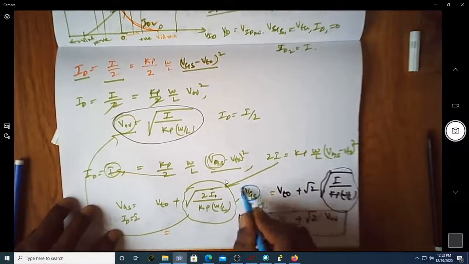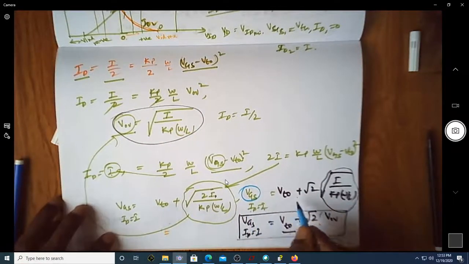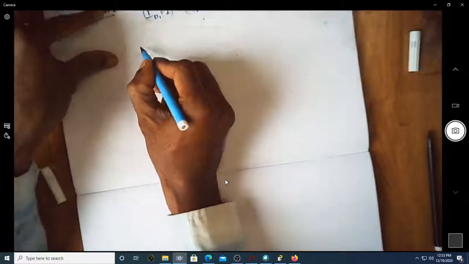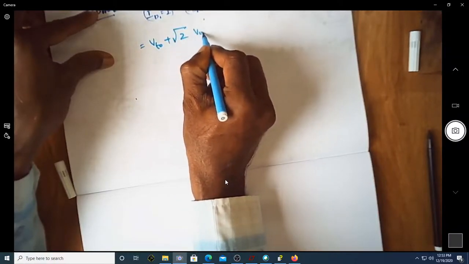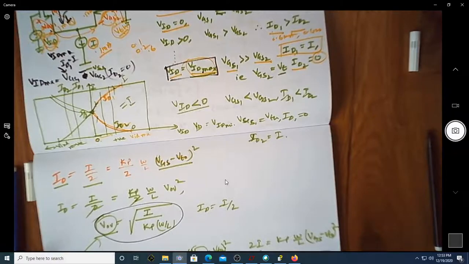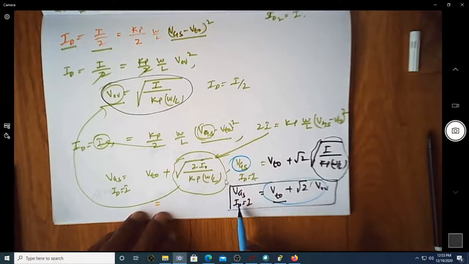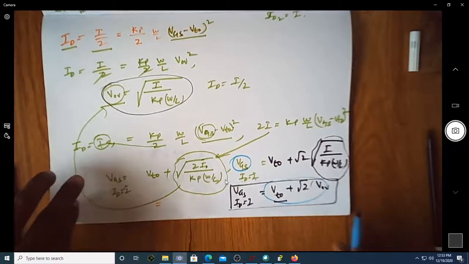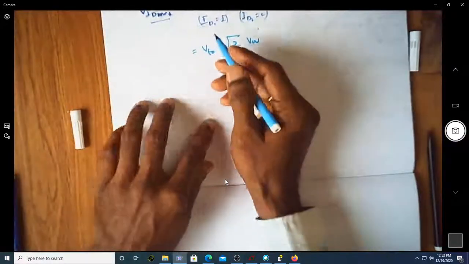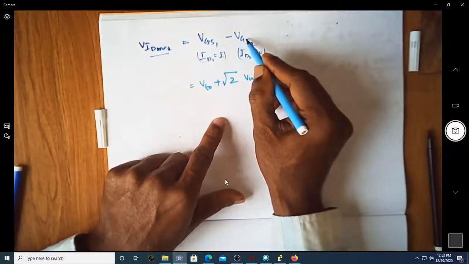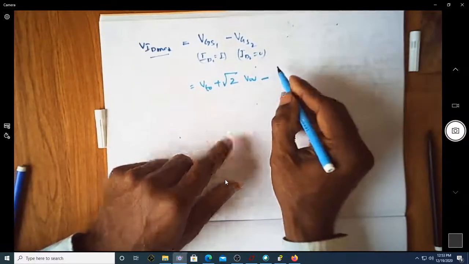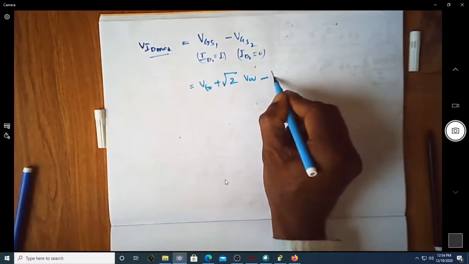This is the value of VGS required to make ID equal to I, which is given by VTO plus under root of 2 into VOV. That's what we have substituted for VGS1, minus the value of VGS2 required to make the current 0, which is equal to VTO.